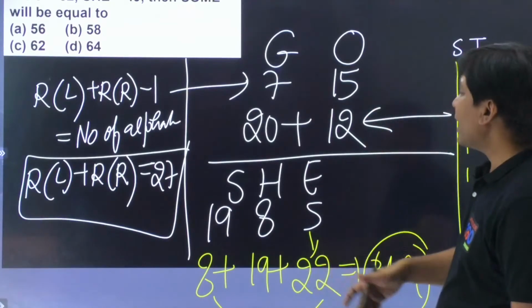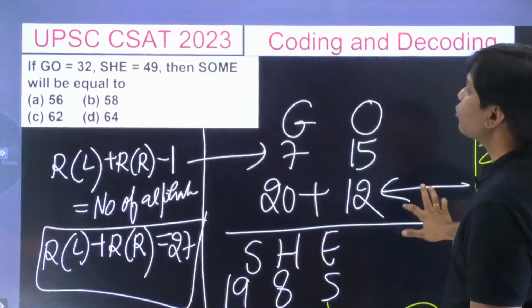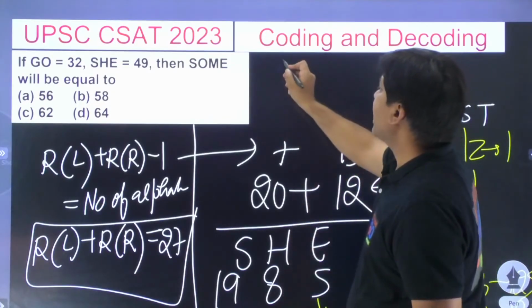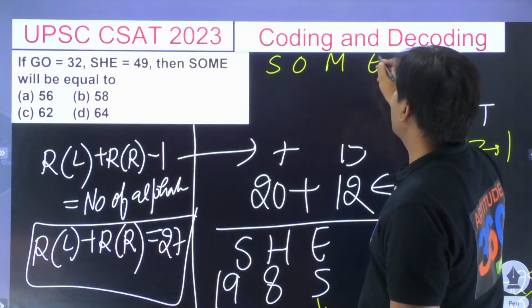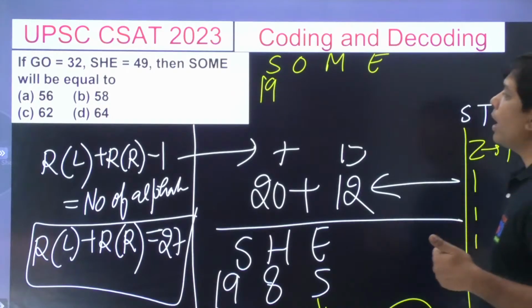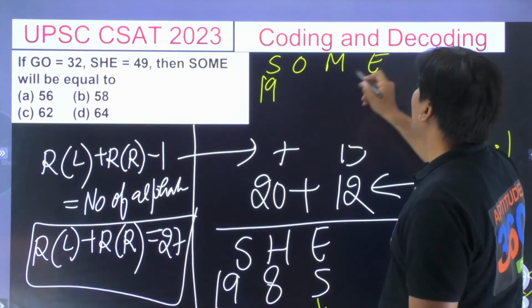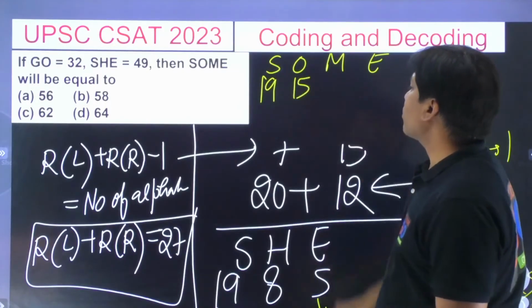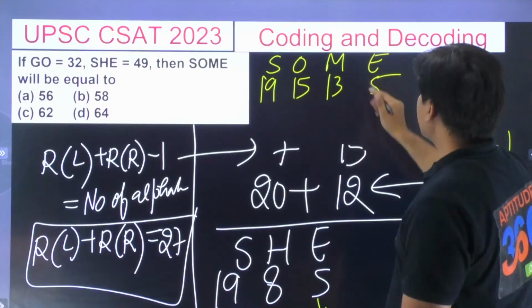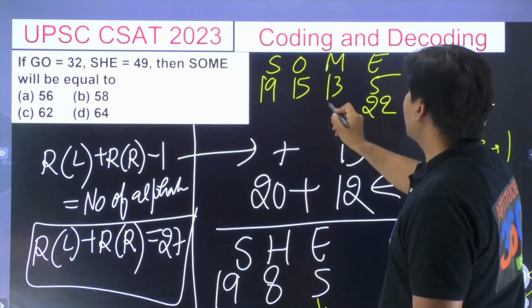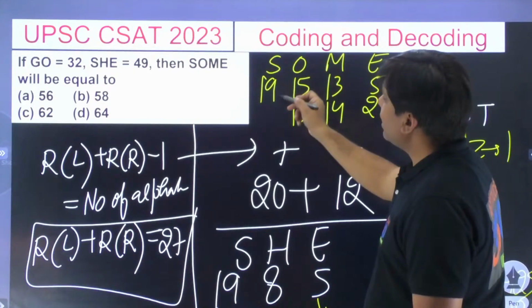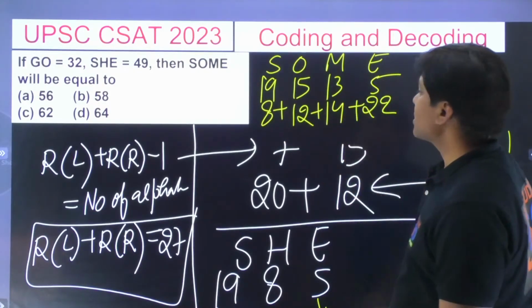The answer is not 49, I have worked it out. They are asking for SOME, so you should find SOME. S is what? 19th, and O is what? Correct me if I'm getting it wrong. 15, M is 13th, and this is 5. So from this side it is going to be what? 22nd, and then this is going to be 14, and then 12, and then this is going to be 8. This plus this plus this plus this. This has to be the answer.